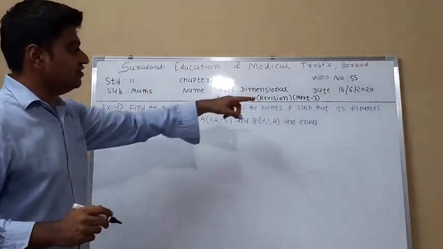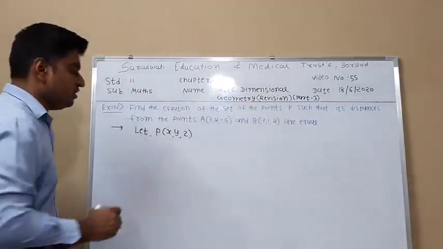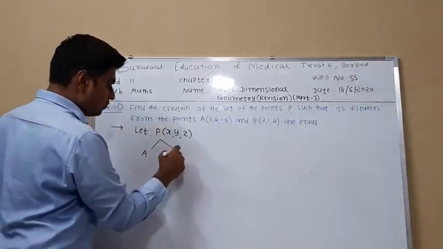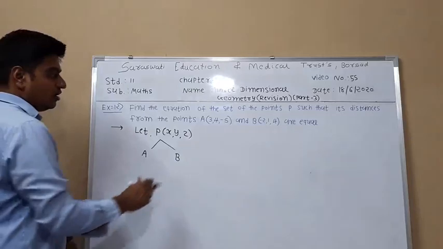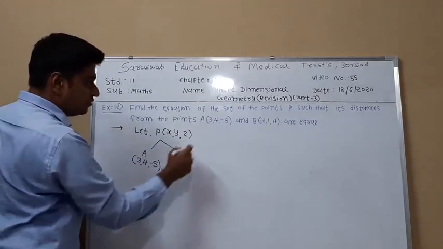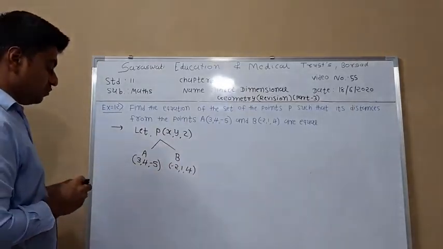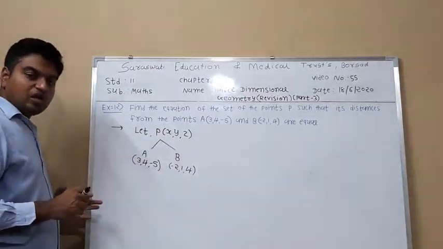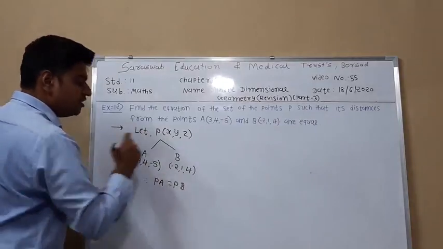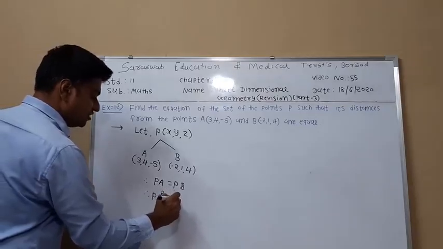Now here the condition is given: the distances from the point P to A and B are equal. That means the distance of P to A and the distance of P to B are both equal. Now here A coordinate is given (3, 4, -5), and B coordinate is given (-2, 1, 4). So we can write PA is equal to PB. Squaring on both the sides, PA square is equal to PB square.